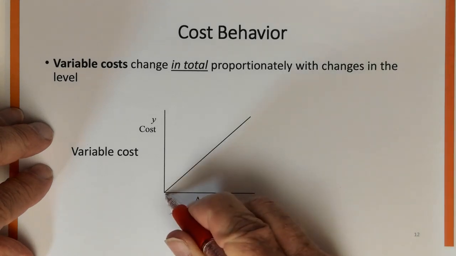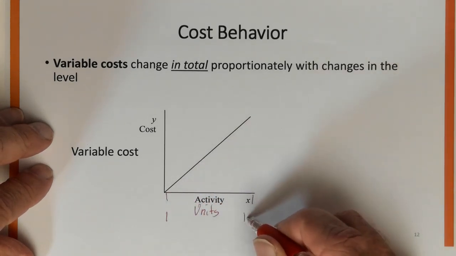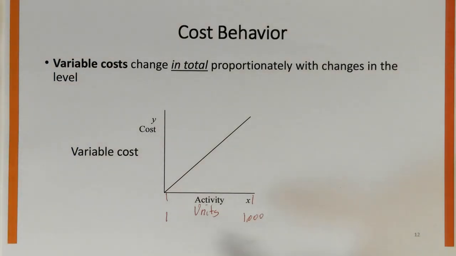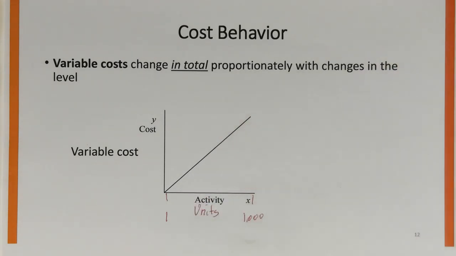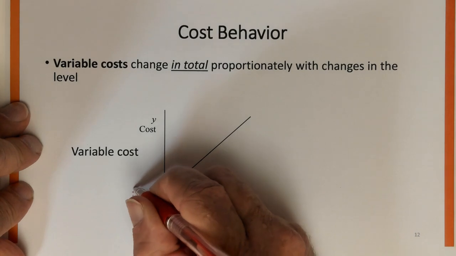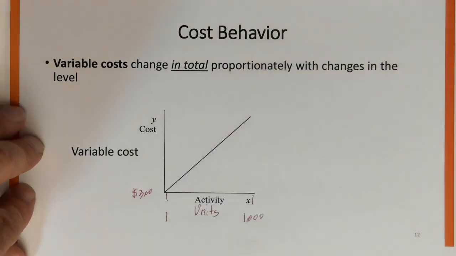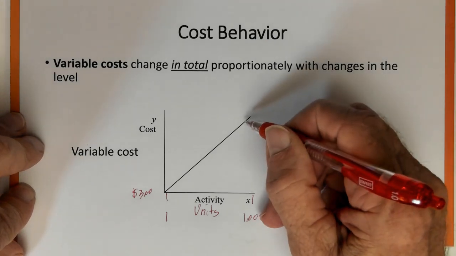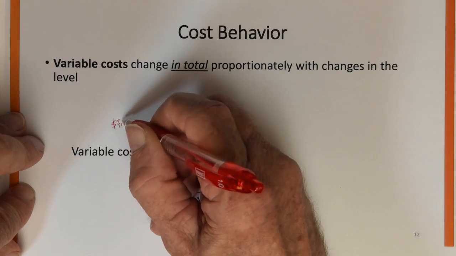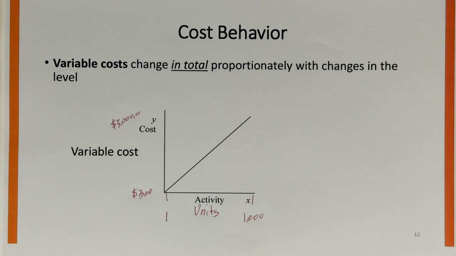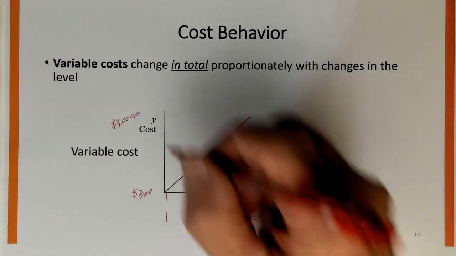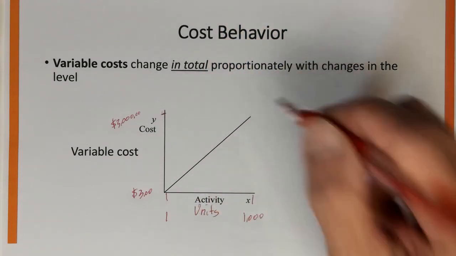And maybe we could produce, say, one unit here, one unit, or produce perhaps 1,000 units. And what we see is that as activity changes, the cost of the direct material increases in total. So if we produce one unit, maybe the cost would be, say, $3. But if we produce, say, 1,000 units, the cost would be, say, $3,000. So as activity increases, the total cost of the material increases as well. So here we got the $3,000 right out here.